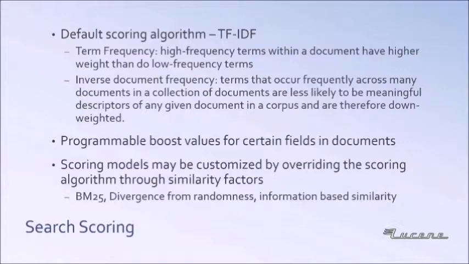words. The API provides alternative scoring algorithms and a pluggable architecture that allows developers to build their own custom scoring models. Consequently, although the default is TF-IDF, the scoring method may be changed by overriding the scoring algorithm through modifying similarity factors, such as BM25, divergence from randomness, and information-based similarity.